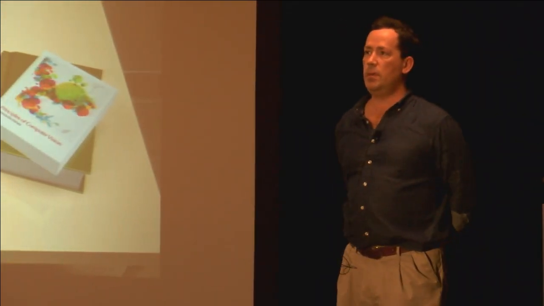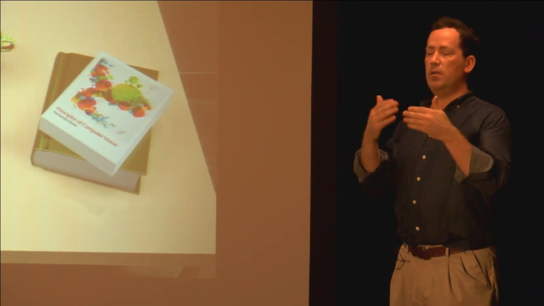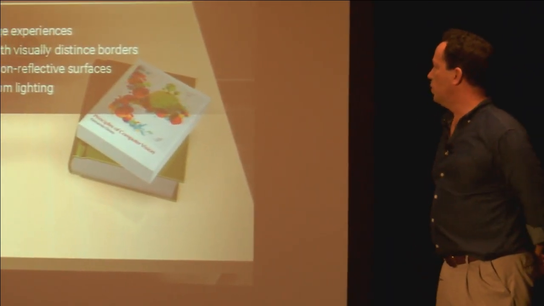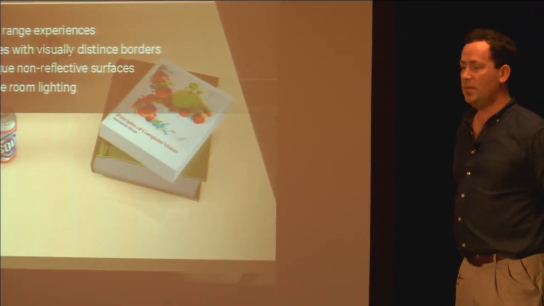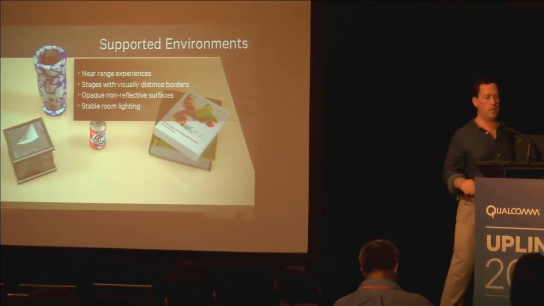And the other vulnerability with the depth sensor is just the understanding that they're subject to IR noise. So if you're developing a multiplayer IR-based game, the IR sensors can conflict with each other, basically. They'll see the emission from the other sensor. As I mentioned, near-range experiences, visually distinct borders. Opaque surfaces, again, you don't want something that's mirrored, you don't want something that is see-through. And then stable room lighting.